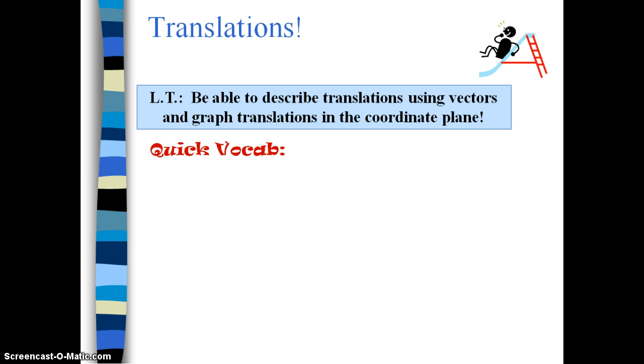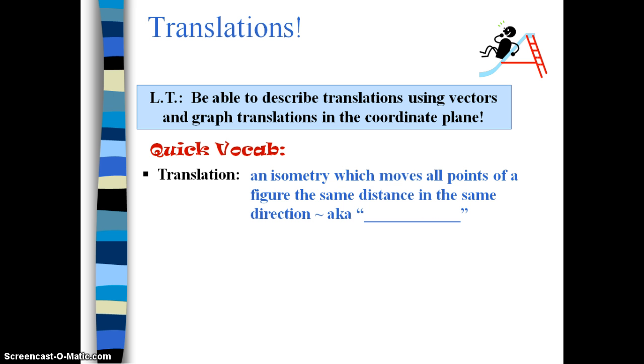So first, some quick vocabulary. What is a translation? A translation is an isometry which moves all points of a figure the same distance in the same direction. This is also known as a slide. So pretend that you were at the top of this slide and then you slid down to the bottom. You didn't change, your shape didn't change, the size of you didn't change, just your position changed. So whenever we're graphing translations, we're going to have a figure and then we're just going to slide it across the graph to a different position.